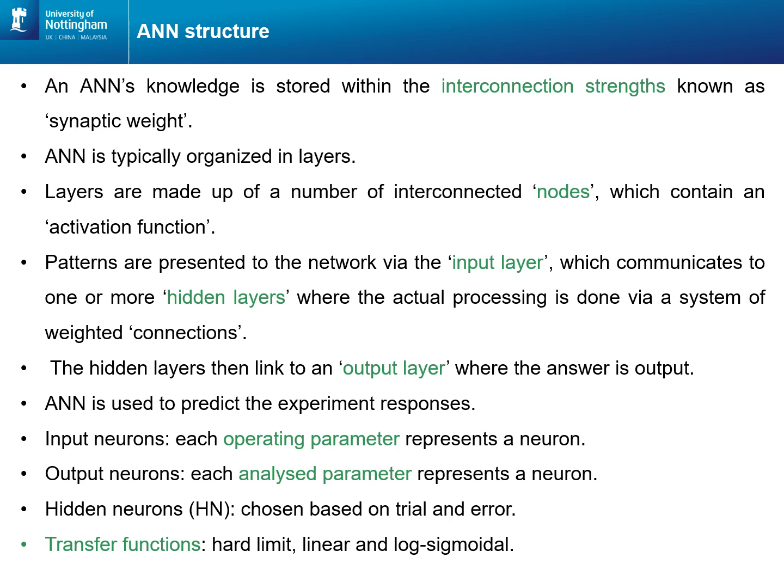So in this case, oxygen to carbon ratio is the output, so the prediction would be to predict the experimental responses by making use of the transfer functions like hard limit, linear, and log sigmoid transfer functions. We also do the trial and error by using the hidden neurons.